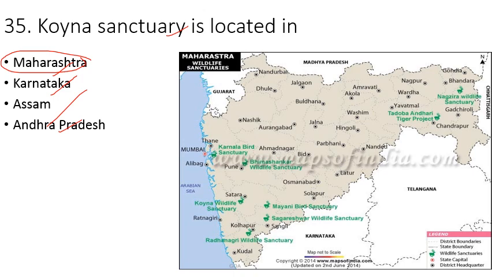So this wildlife sanctuary is located in Maharashtra, that is Koyna Wildlife Sanctuary. In addition to this, we have different wildlife sanctuaries in Maharashtra, which include Nagzira Wildlife Sanctuary. Then we have the Dodamarg Tiger Project. Then we have Karnala Bird Sanctuary here. Then next is Bhimashankar Wildlife Sanctuary, Mayani Bird Sanctuary, Sagareshwar Wildlife Sanctuary, and Radhanagari Wildlife Sanctuary. So these are different wildlife sanctuaries which are present in Maharashtra.